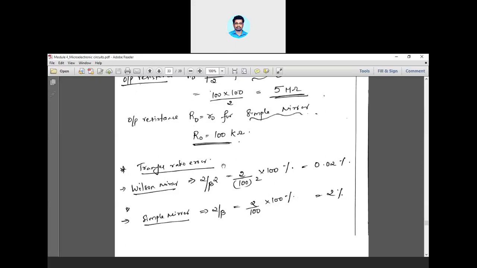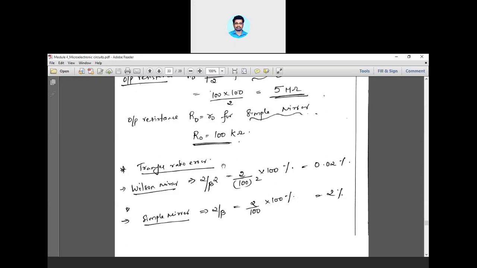We are expecting a current transfer ratio of 1 is to 1. Okay, so 1 is to 1 we get only if 2 by beta square is negligible. So that 2 by beta square is acting as an error for the current transfer ratio. That is known as transfer ratio error. So as far as a Wilson mirror or bipolar Wilson's mirror is concerned, the error is 2 by beta square.